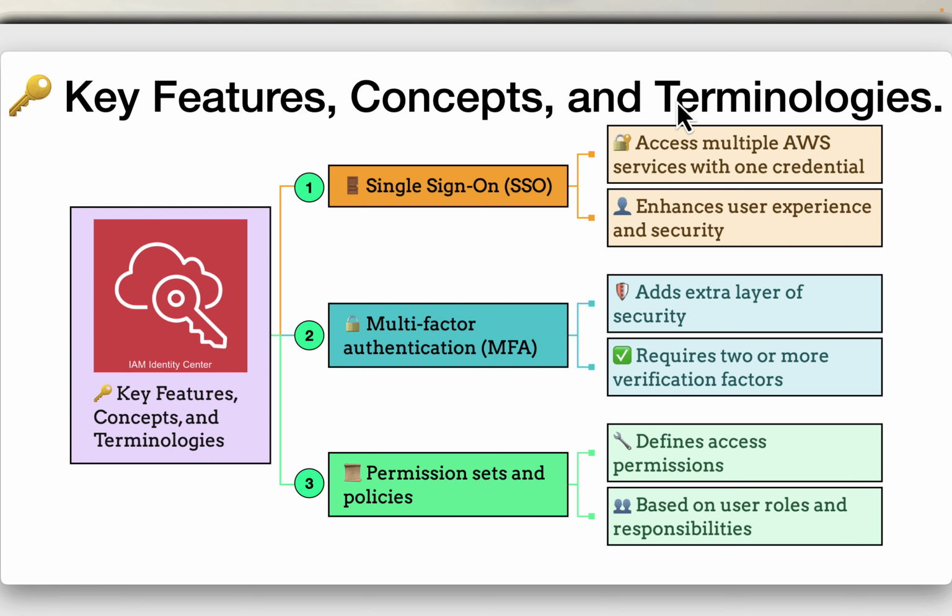3. Permission sets and policies. So this one defines access permissions through sets and policies. It's called permission sets in IAM Identity Center, and this is to define access permissions through something called sets and policies, which enables administrators to grant fine-grained access to AWS resources based on user roles and responsibilities.